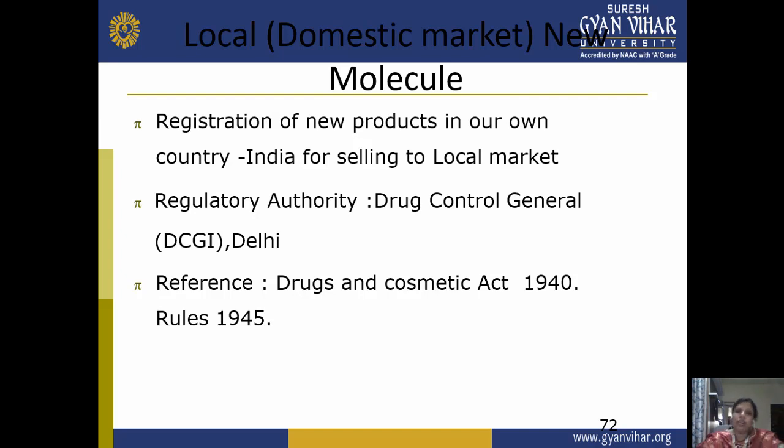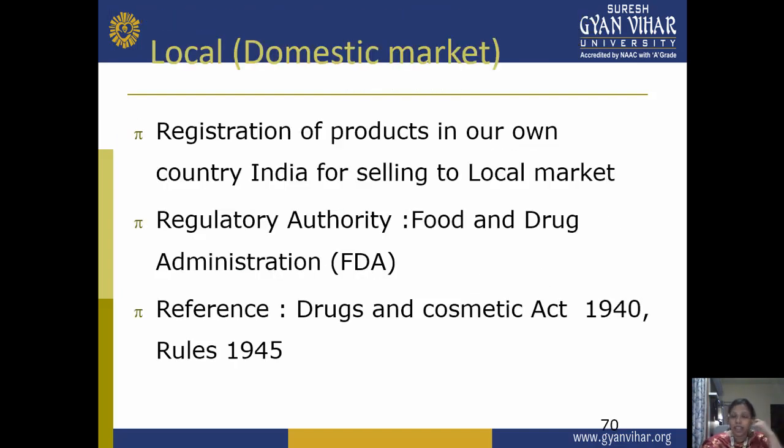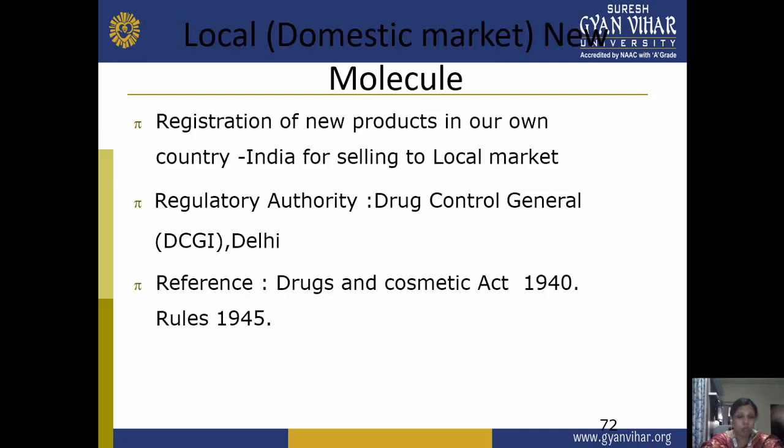It is essential. Okay, in the first slide we discussed the local or domestic market for selling a product which is already approved. If the product is already approved, you just need the FDA certification for selling the product in the local market, and you need to follow the Drug and Cosmetic Act as well as Rules 1945. Similarly, if it is a new molecule, you first have to take approval from the DCGI, Drug Controller General of India, Delhi, and then register for the new product sale, and follow the Drug and Cosmetic Act and Rules 1945.